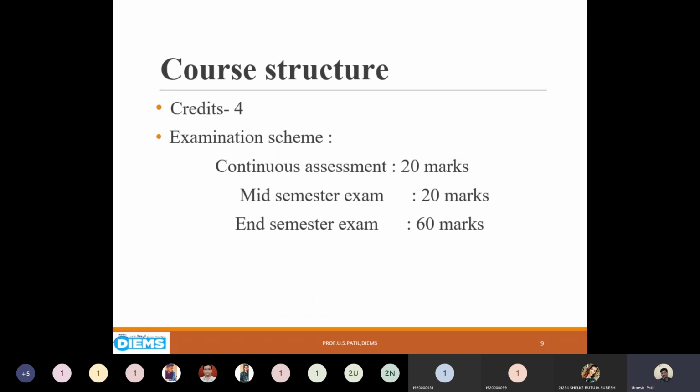So totally there are 4 credits, as we discussed in the previous session. The course of thermodynamics has 4 credits, and these credits will be awarded to you through an examination scheme as follows. Just go through the slide, then I will explain it in detail.